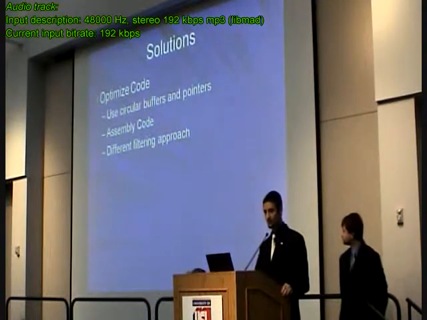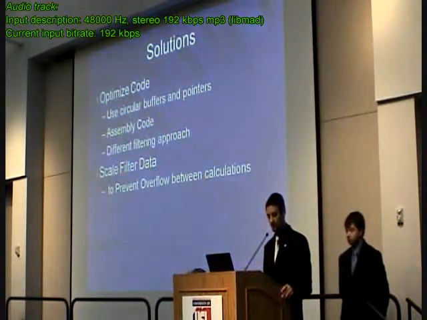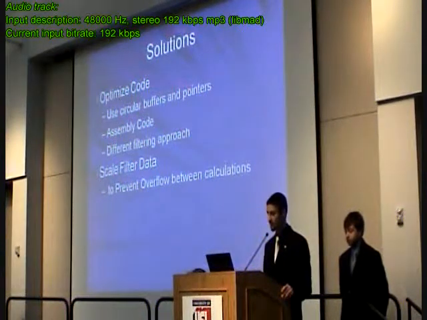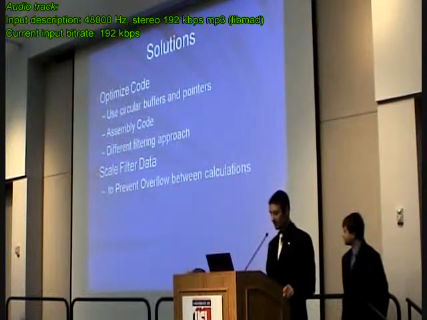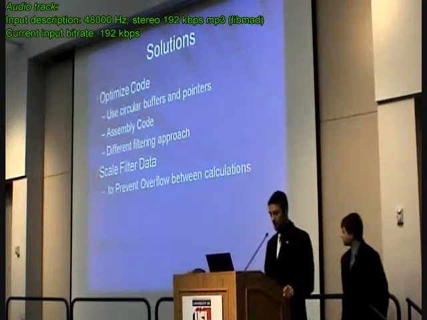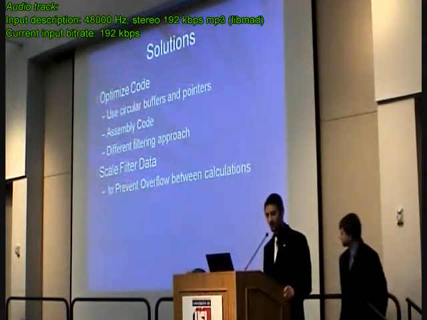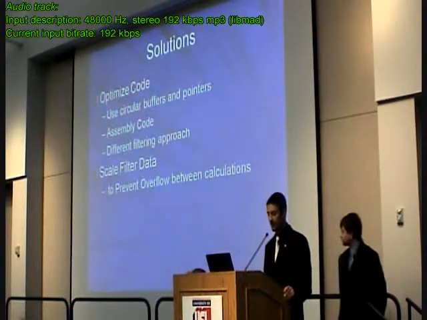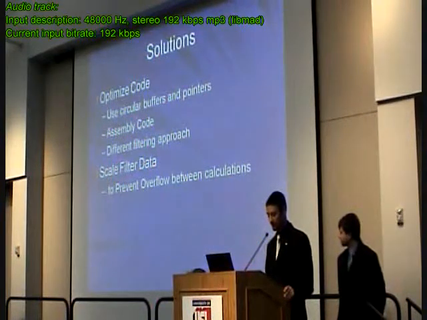This slide shows potential solutions for each of these problems. To correct the memory problem, we considered methods to optimize the code through use of circular buffers and pointers rather than memory arrays. Another option would be to use the programming language assembly code rather than C. Assembly code is a set of instructions that directly corresponds to the machine code of the DSP. Another way to optimize a program would be to use a different filtering approach, which reduces the number of saved samples needed by combining the input and output arrays into one array. To handle the accuracy problem, the filtered data may be scaled to prevent overflow between the calculations of the filtering routine.